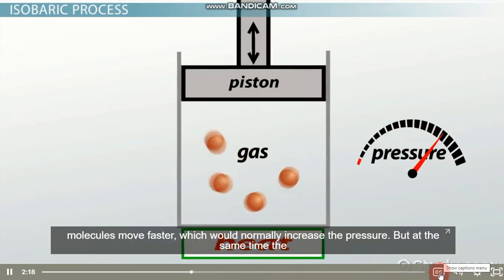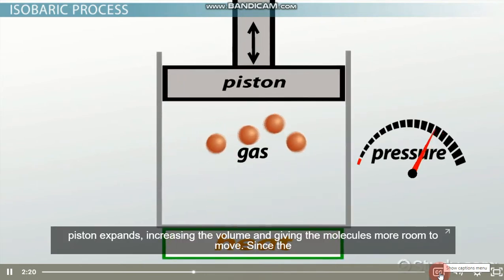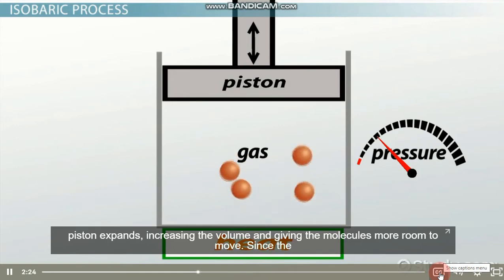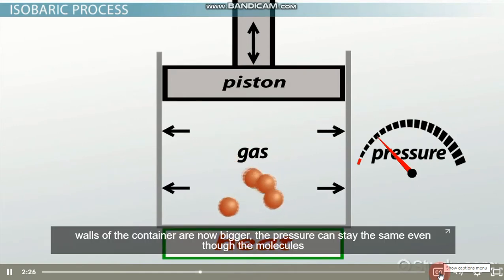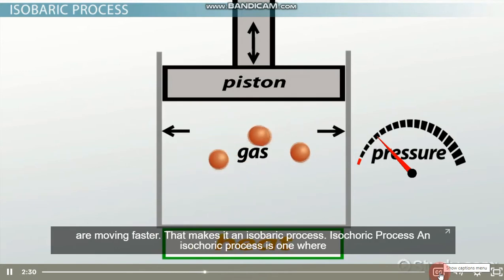But at the same time, the piston expands, increasing the volume and giving the molecules more room to move. Since the walls of the container are now bigger, the pressure can stay the same, even though the molecules are moving faster. That makes it an isobaric process.